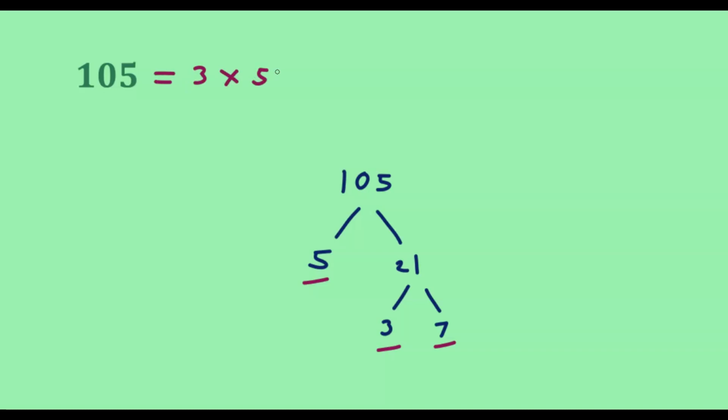Now the next number we have is 105. So let us start drawing a factor tree for it. Now 105 is equal to 5 times 21. Now 5 is a prime number, but 21 is not. So we need to break down 21 further. And we know that 21 is equal to 3 times 7. And now we can see that we have prime numbers 5, 3, and 7. So 105 is equal to 3 times 5 times 7. And that is our required prime factorization of the number 105.